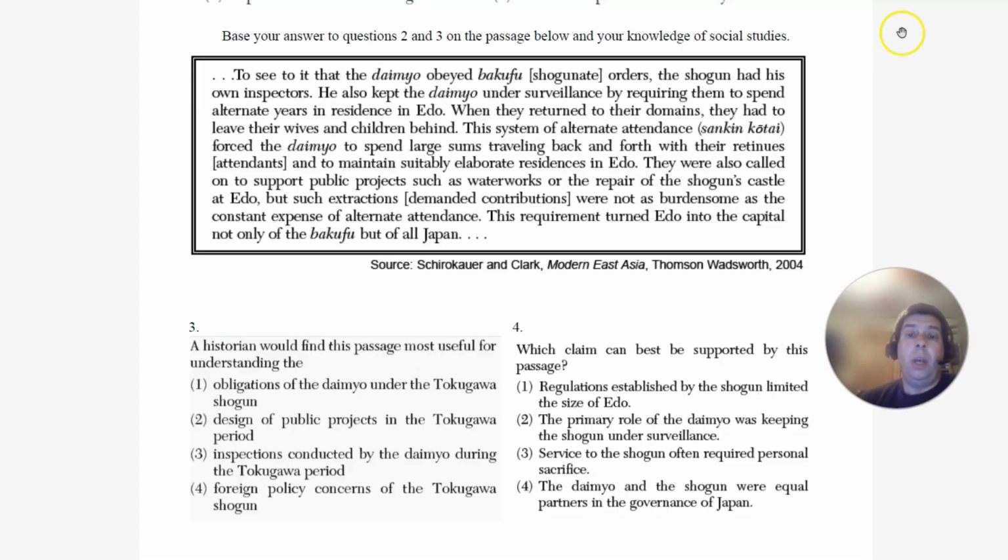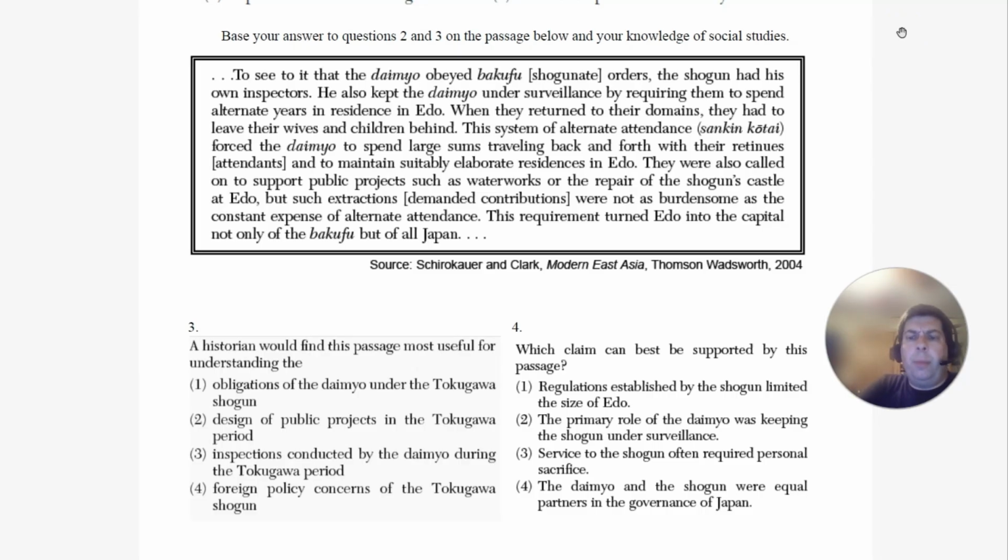Okay, modern East Asia is the source. I don't know anything about the source. I don't know anything about the authors. It's 2004. I'm going to go ahead and guess that as a result this is a secondary source. That doesn't mean these events happened in 2004. It's probably a secondary source.